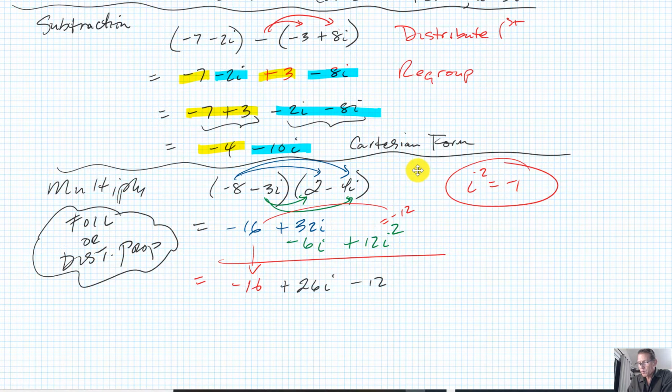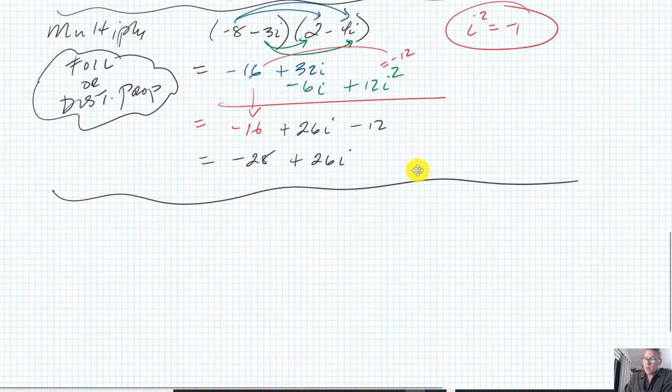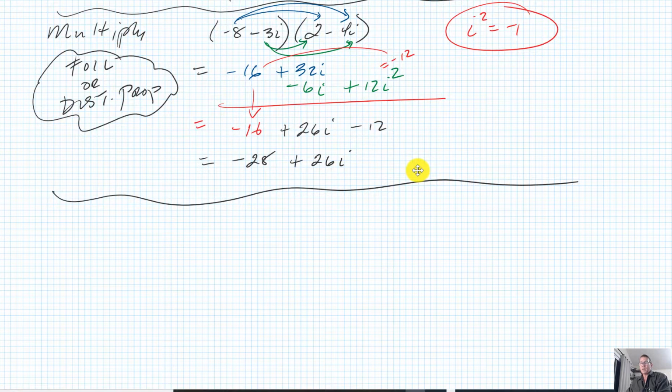This is going to become a negative 12. But again, you combine the negative 16 and the negative 12 and you get a negative 28. And then plus your 26i. Okay, so again, you get multiply, guys. Multiplying is a really critical skill. It's going to be important when you divide too, believe it or not.